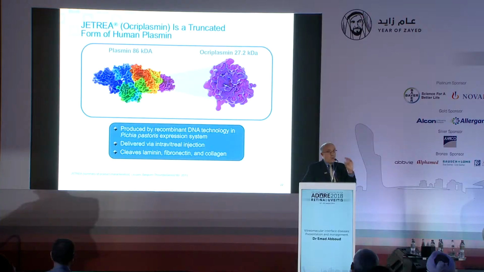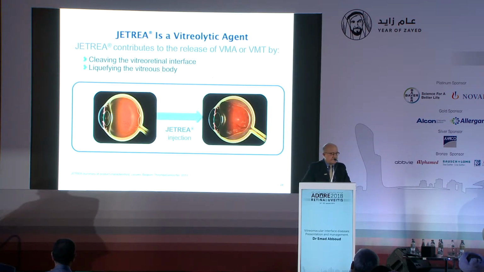The options that we have to manage vitreomacular traction now are pharmacological vitreolysis, pneumatic vitreolysis, or pars plana vitrectomy. For pharmacological vitreolysis, the only product that is available to do that is Jetrea, or ocriplasmin, which is a truncated form of human plasmin. And we obviously deliver it by intravitreal injection.